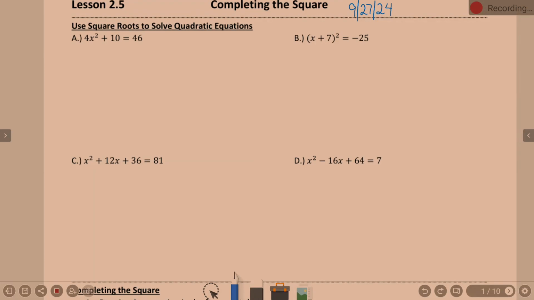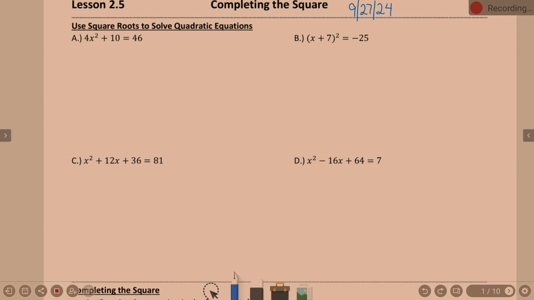Okay, lesson 2.5, completing the square. One of our ways to solve these quadratic equations. Now, as you look at A, that one we can solve like we did yesterday. How did we solve that in 2.4? Square roots. What do we have to do first? You have to get the x squared by itself, by subtracting.